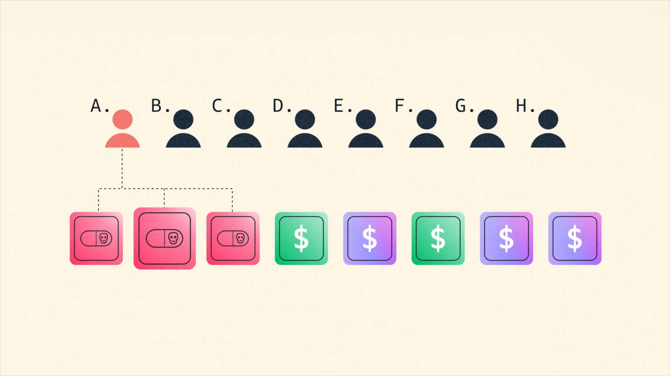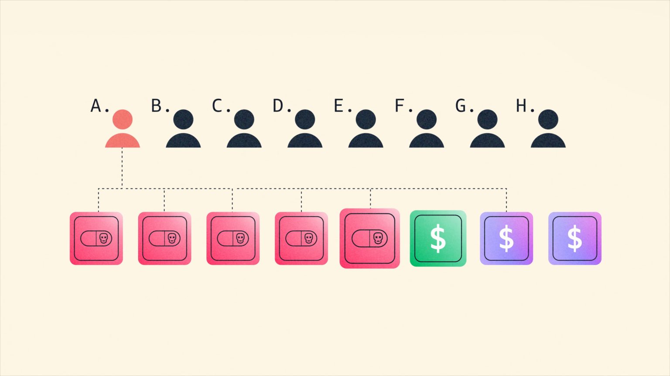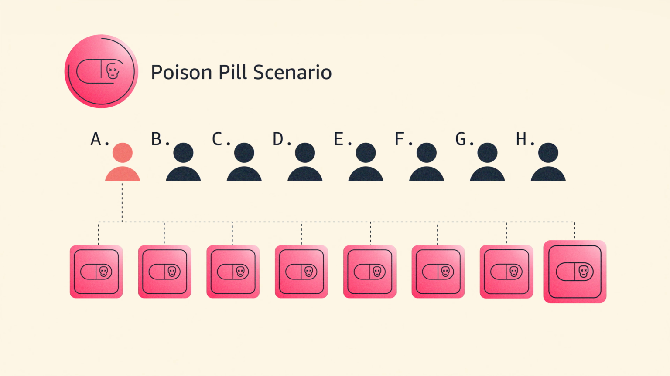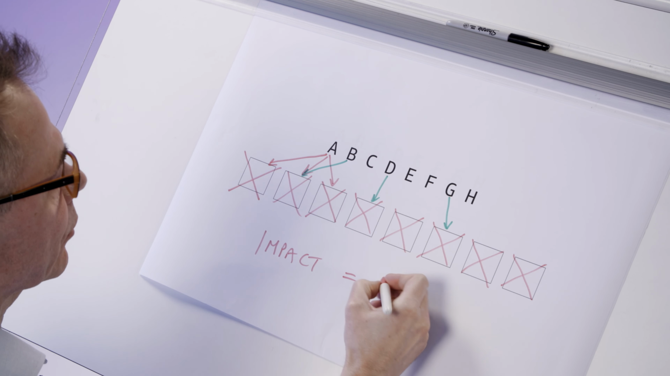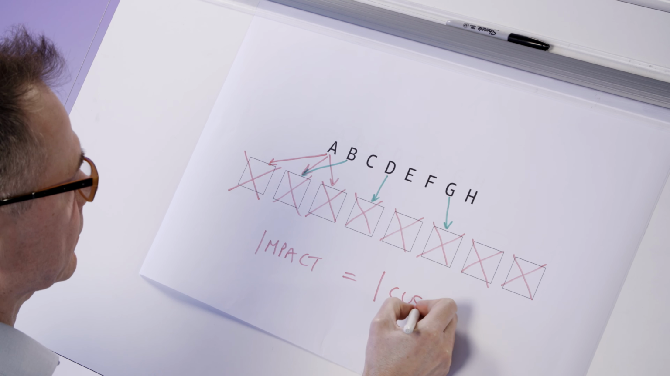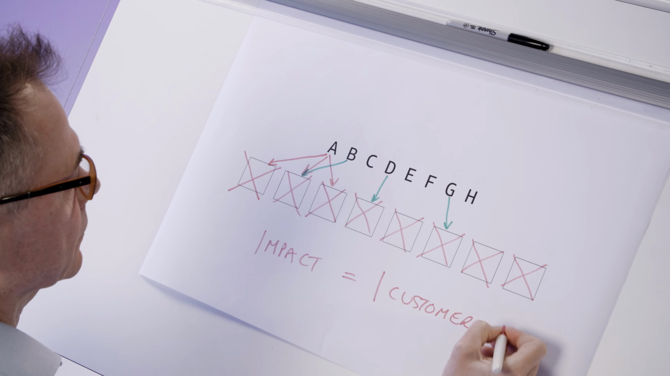What happens is customer A will retry with this server. It'll make that crash as well. Then this one, and eventually customer A will retry and work their way through the whole fleet, and now the service is down. So the impact or failure radius here is equal to the number of customers. Now let's see if we can do better than that.